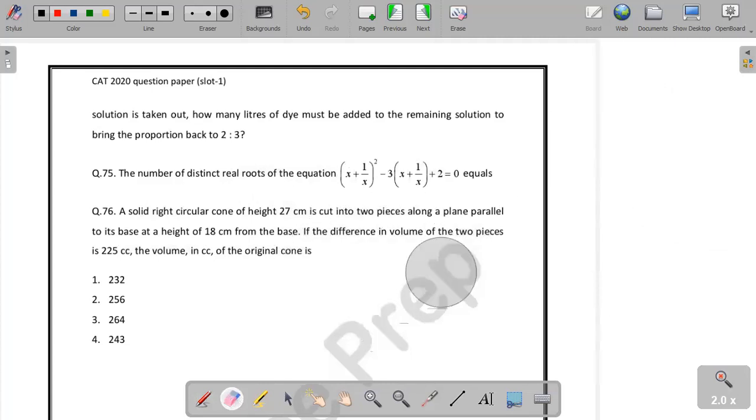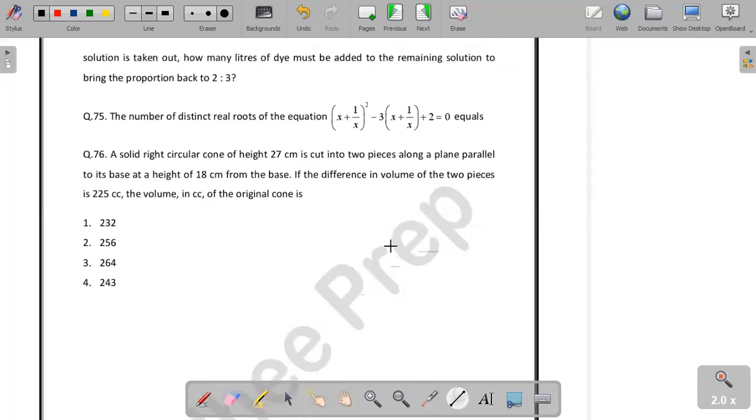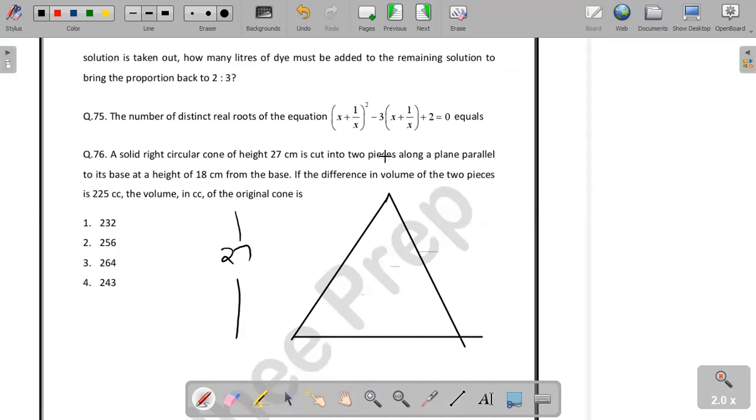A solid right circular cone of height 27 centimeters is cut into two pieces along a plane parallel to the base. Okay, so there is a cone. This is the shape of the cone in the CAT, just like a triangle. The 2D triangle is the 3D cone, or the 3D cone is the 2D triangle. So the height is 27. Cut into two pieces along a parallel plane. Okay, so this is cut like this.